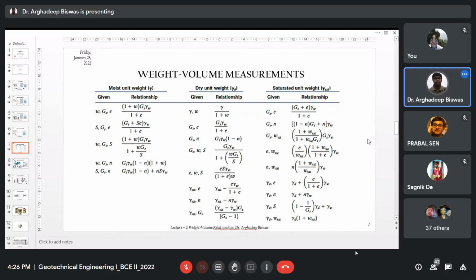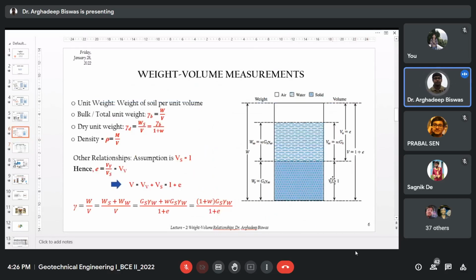One thing, if I am asking you to solve it with a phase diagram, you have to start from Vs equal to 1 with that phase diagram. Mind it, if I am asking you to solve any of that interrelationship with respect to the three-phase system phase diagram, you have to start from here. This diagram, then assumption you have to mention as Vs equal to 1, and then you proceed.